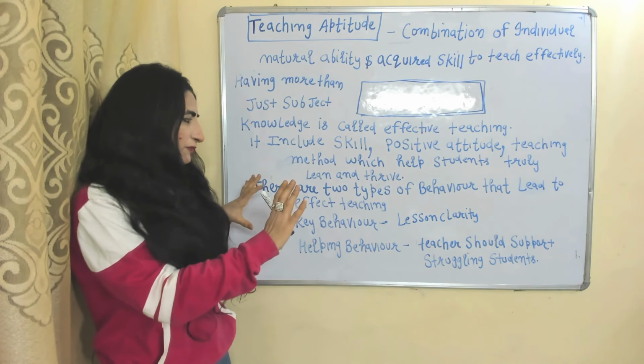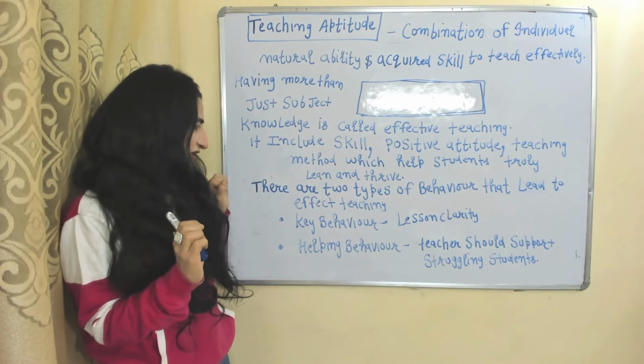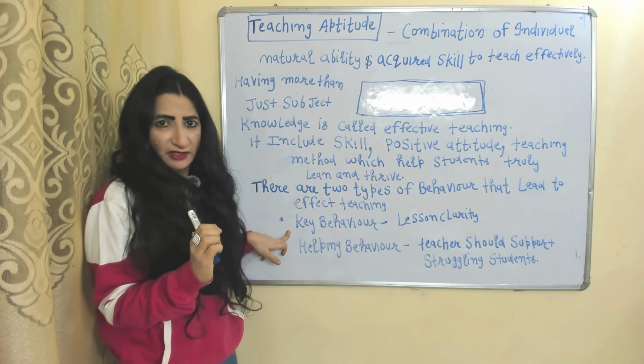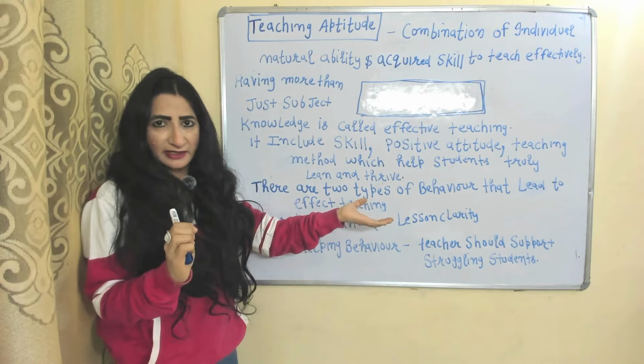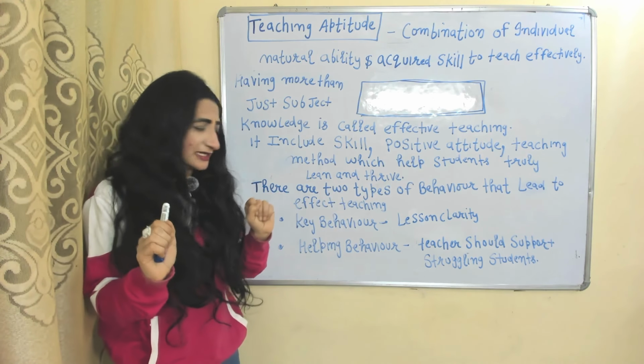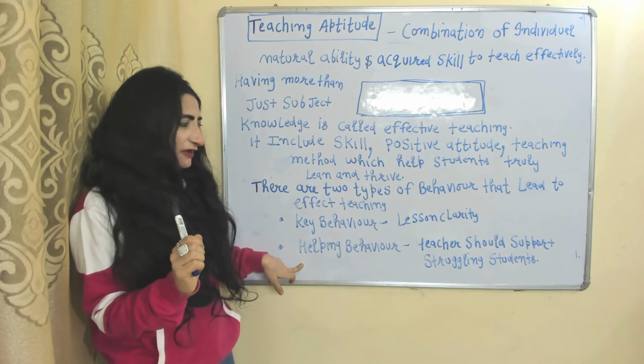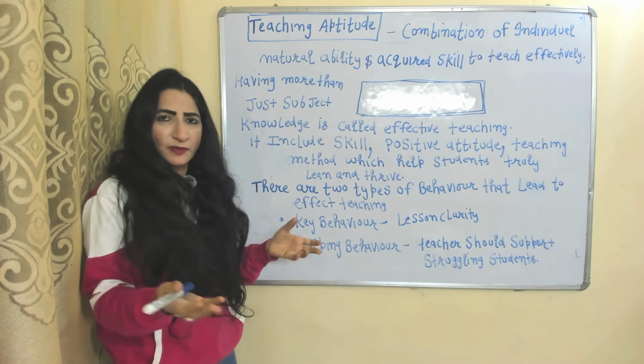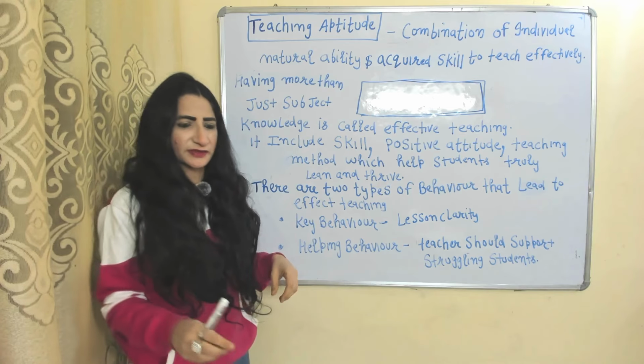There are two types of behavior that lead to effective teaching. First is key behavior. Key behavior means lesson clarity. The teacher should know how, when and why students can learn this lesson. Second is helping behavior. That means the teacher should support struggling students.